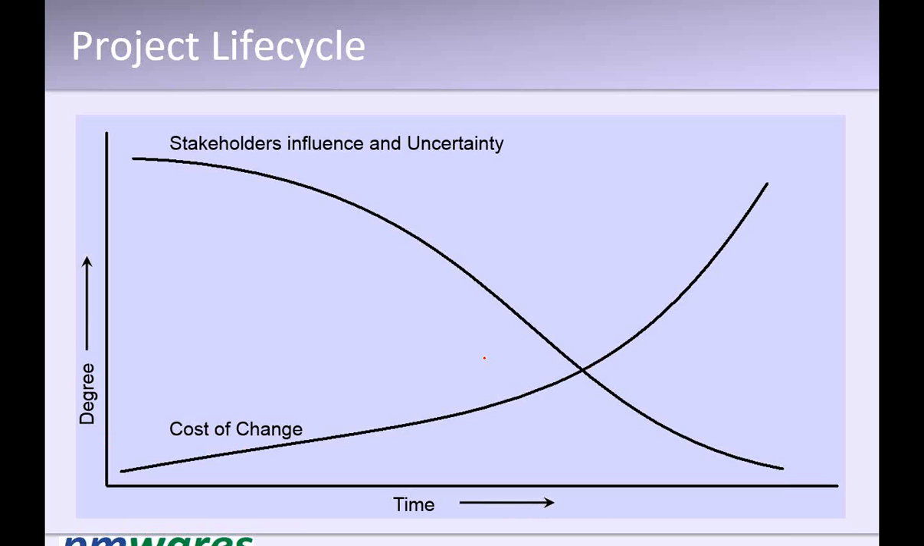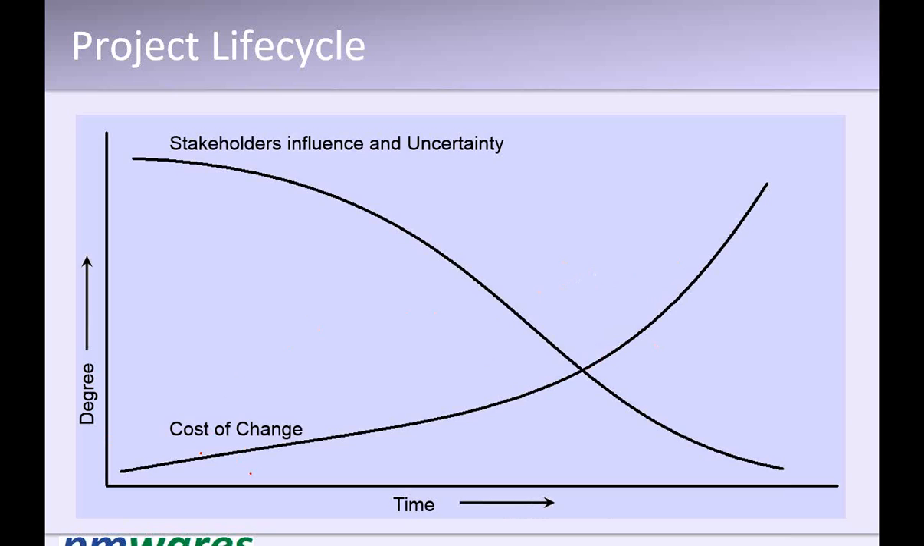Initially, the stakeholder influence is high. They can change anything. It is easier to change in the beginning. Therefore, their influence is high. Also, because you know little about the project, the uncertainty level is high. As the project unfolds, the uncertainty level starts coming down.